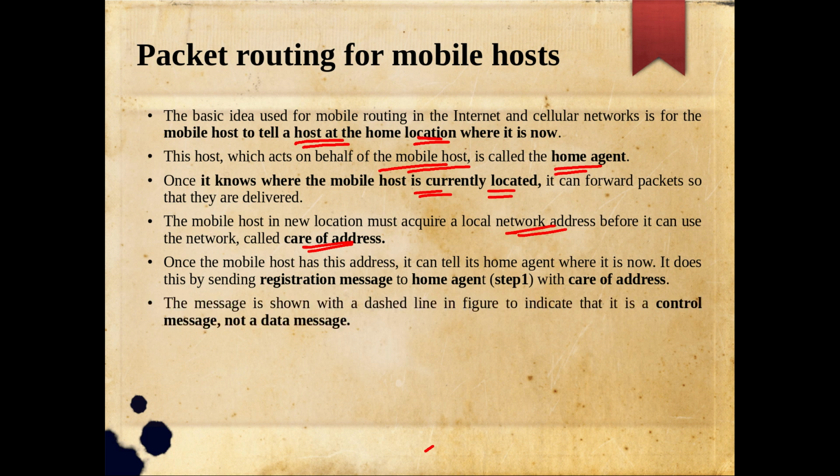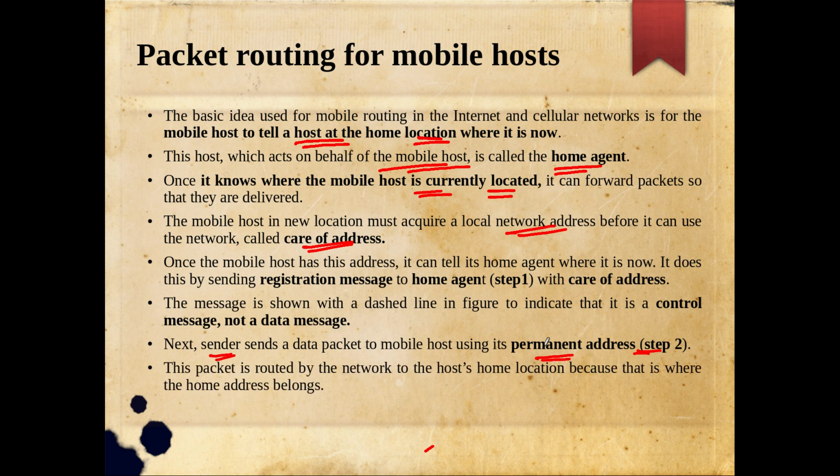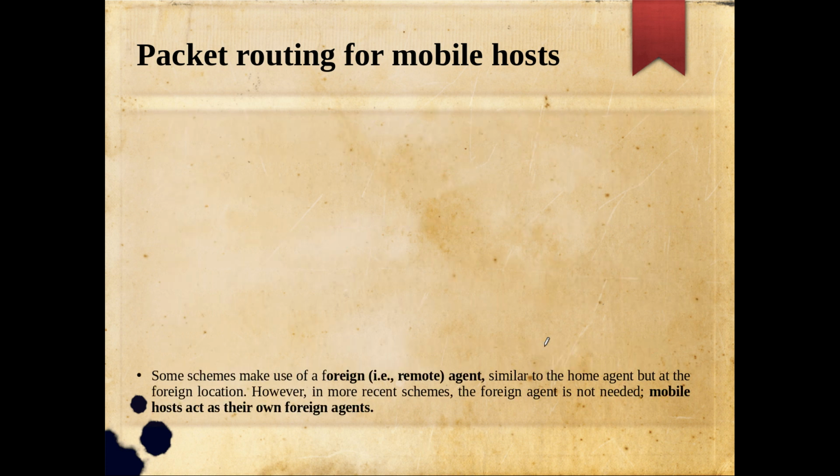The message is shown with a dashed line in the figure to indicate that it is a control message but not a data message. Next, the sender sends a data packet to the mobile host using its permanent address. So further, as you already saw, in step number 2 the actual sender communicates with the home agent using that permanent home address. The packet is routed by the network to the host's home location, because that is where the home address belongs.